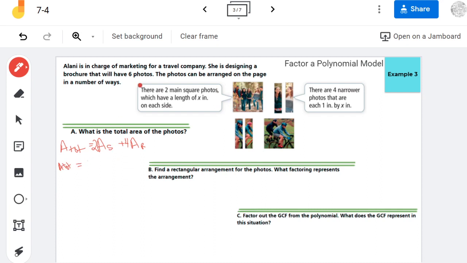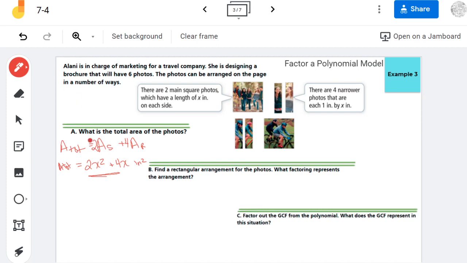So my total area in this case, when I go to find the area of the square, is x by x units. So 2 times the area of the square is 2x squared. Now the rectangles are 1 by x, so each of these has an area of x units, which is where I'm getting the x that I'm plugging in for the area of the rectangles. So that is the total area of the photos in inches squared.